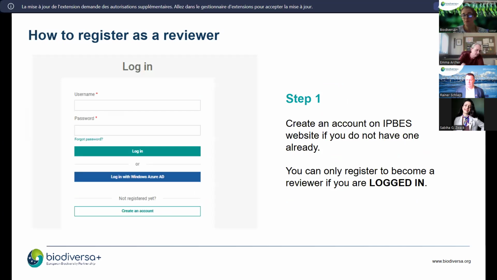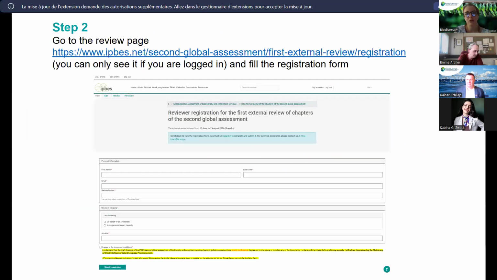Now, down to earth: how to register as a reviewer. You have to create an account on the IPBES website if you do not have one already, and you can only register to become a reviewer if you are logged in. This is not the nicest website, let's just say, so you have to go through it. First, you create an account, then when you're logged in, you go to this link and you end up on this page where you register. You fill in your information and say, yes, I will not share, quote, or cite this assessment.